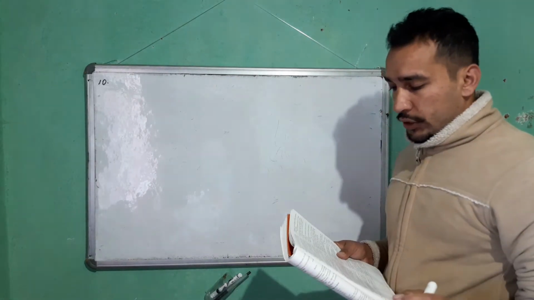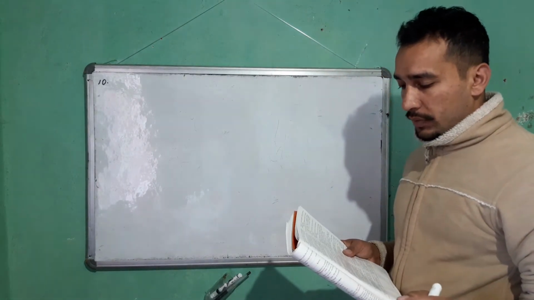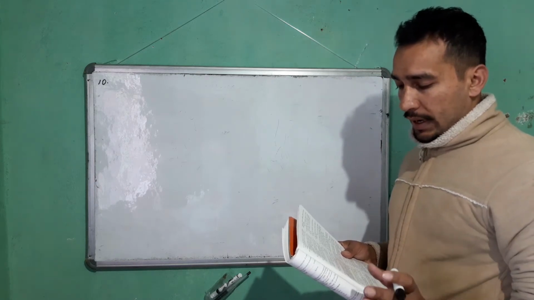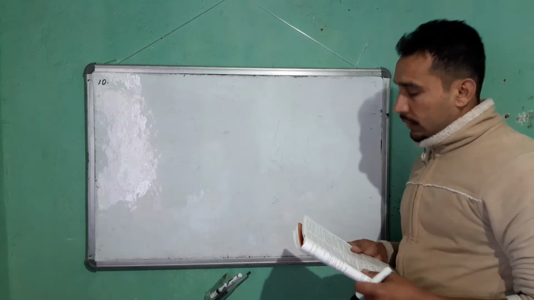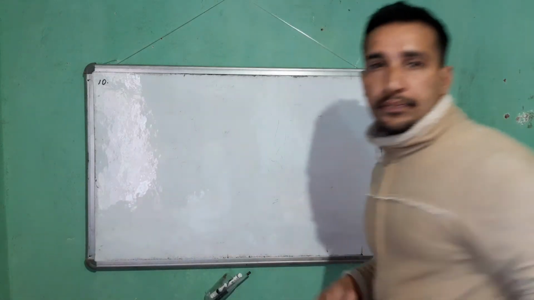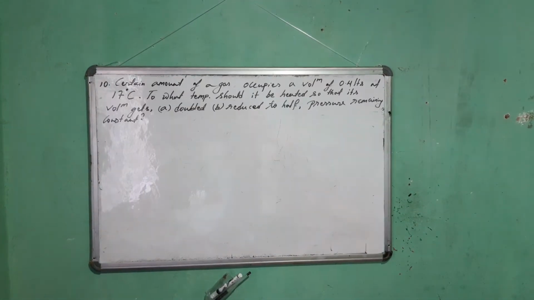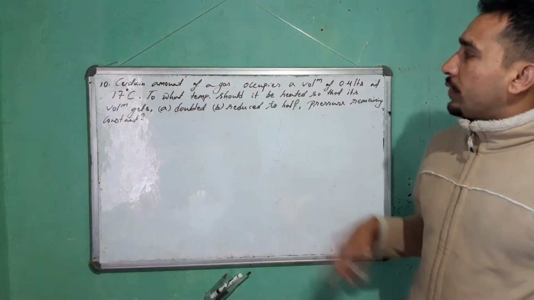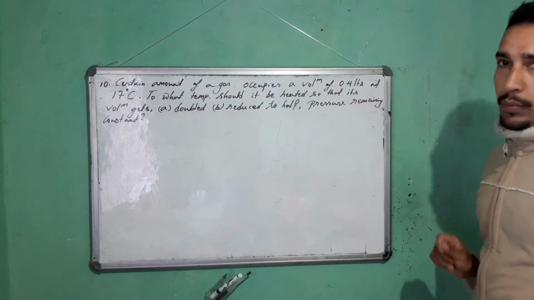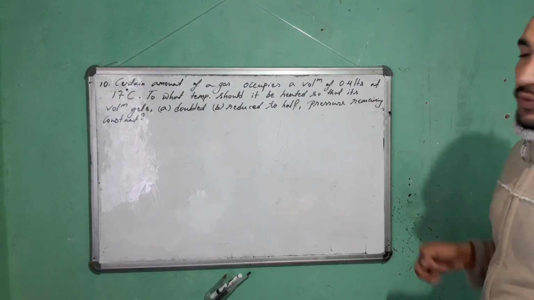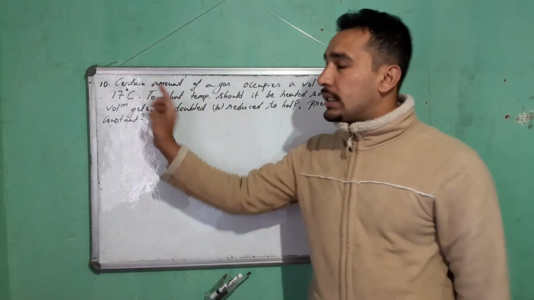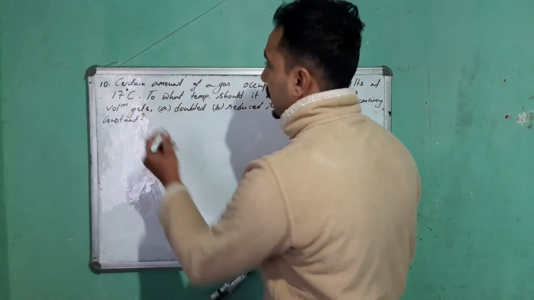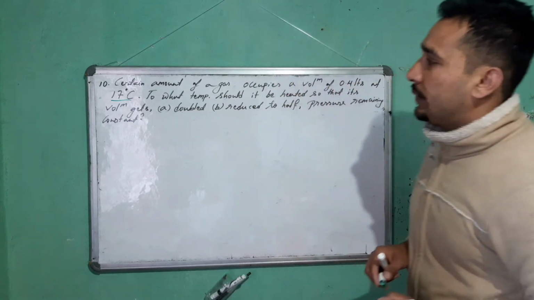To what temperature should it be heated so that its volume gets, number A, doubled, and number B, reduced to half, pressure remaining constant? Okay, let me write the question. So the question is, a certain amount of a gas occupies a volume of 0.4 liters, LTS stands for liters, at 17 degrees Celsius. Here the temperature is given in degrees Celsius, so you have to convert this temperature.